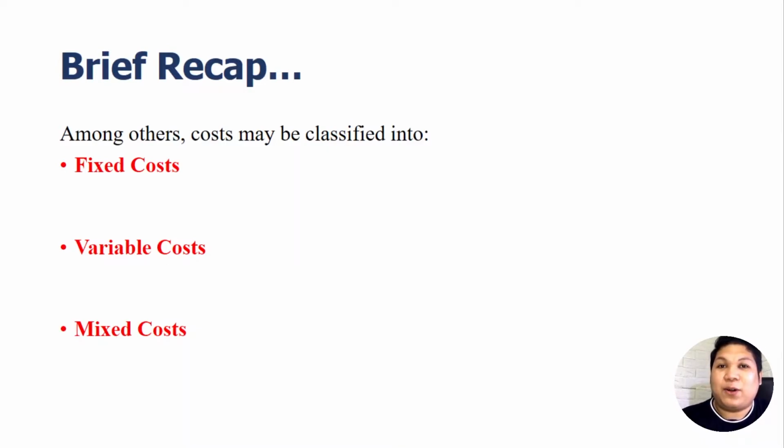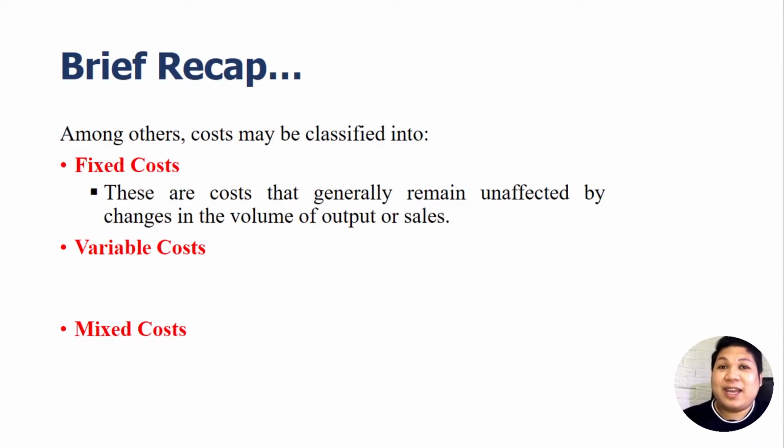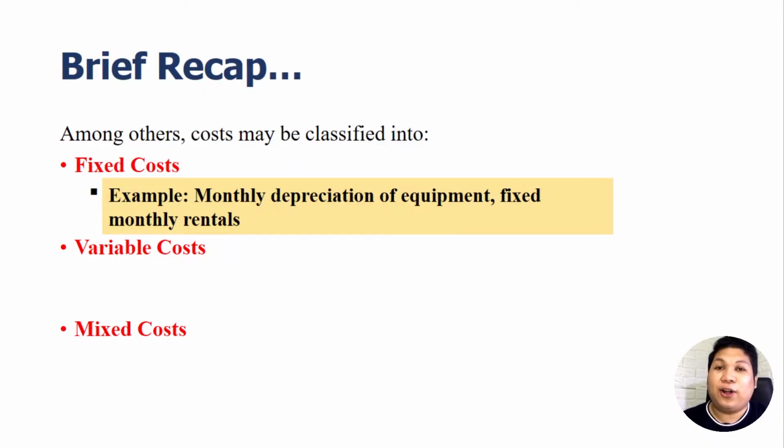So as a review of our previous discussion, when we say fixed costs, these are costs that generally remain unaffected by changes in the volume of output or sales. When a cost is maintained or remains the same, even if there is an increase or decrease in the production level, then that cost is said to be fixed. Examples of these costs are the monthly depreciation of equipment and the fixed monthly rentals. Because whether the production is increased or decreased, these costs will remain the same.